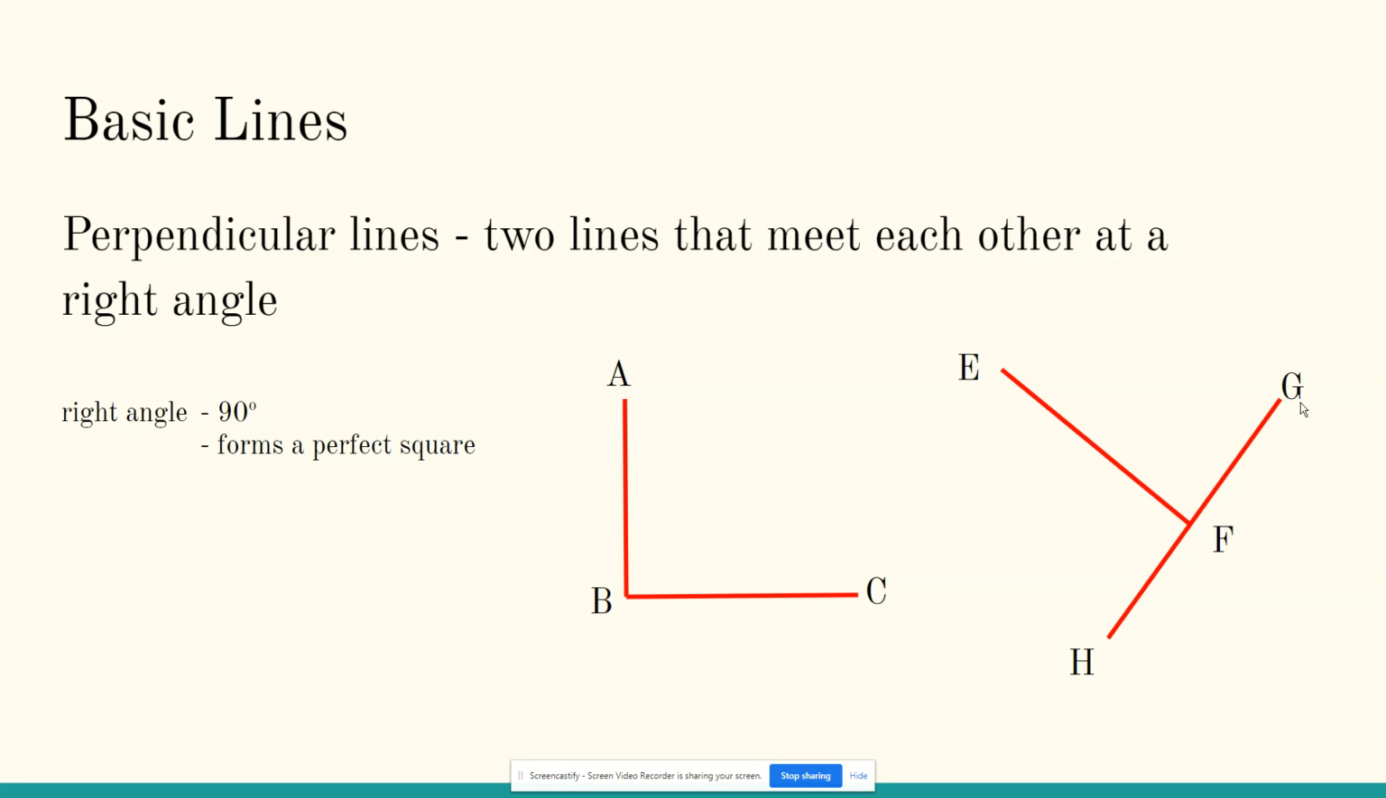Perpendicular lines are two lines that meet each other at a right angle. A right angle is 90 degrees and forms a perfect square. AB and BC are perpendicular to each other, and as you can see, there's a perfect square right here and right there on the other figure.